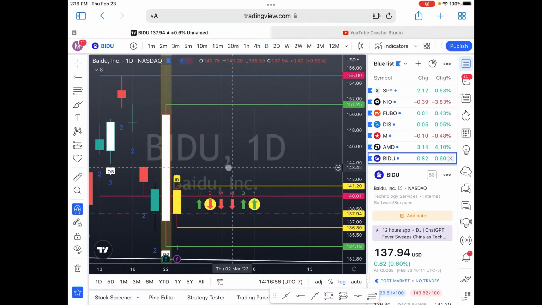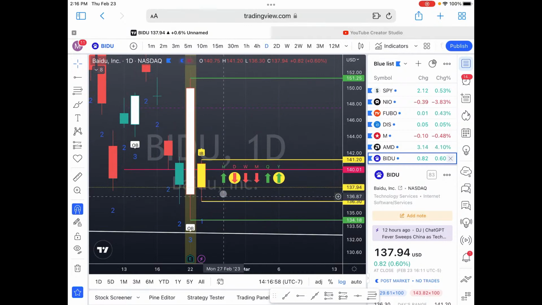AMD to BIDU. BIDU has this 3-1 setup. So essentially, we are looking at just an inside bar, which we discussed and talked about already. We can look for the highs of 141.22 to be broken for calls, or puts at 136.30. And we have great targets, great order of magnitude to the high side and the low side on this. So a really good setup.